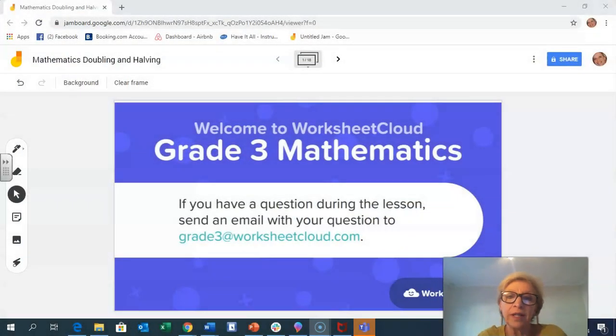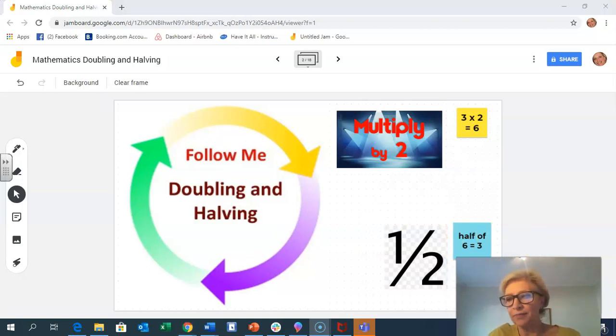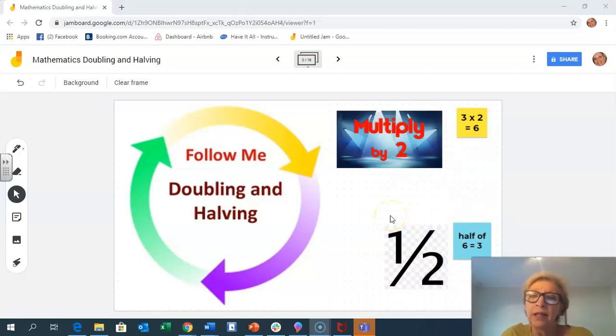This is our maths lesson for the day, and today we are going to be focusing on doubling and halving. So let's have a look. What does doubling and halving actually mean? Well, doubling is multiplying by 2, or doubling a number, making it double the size. For example, 3 times 2 is 6, or 3 plus 3 is 6.